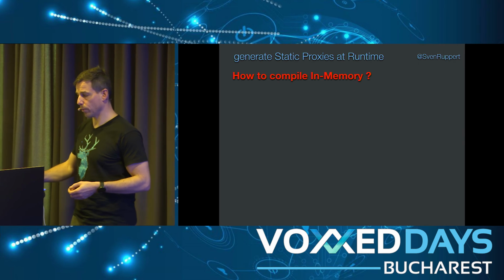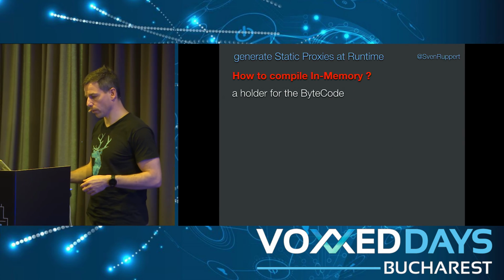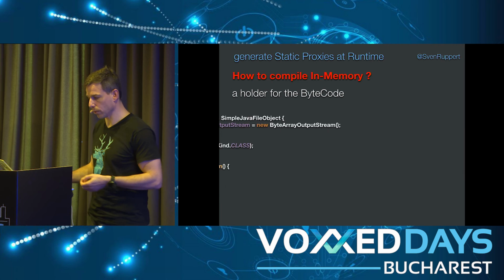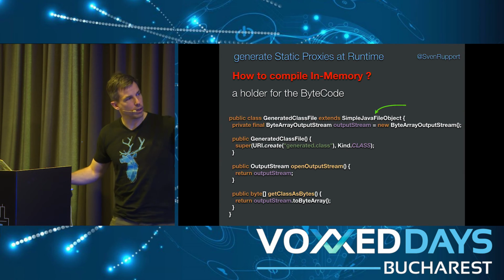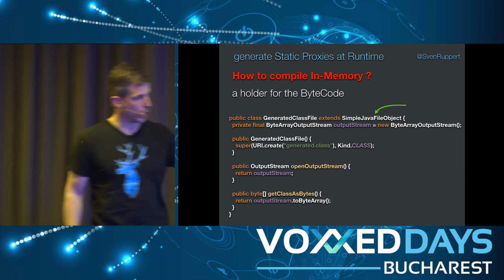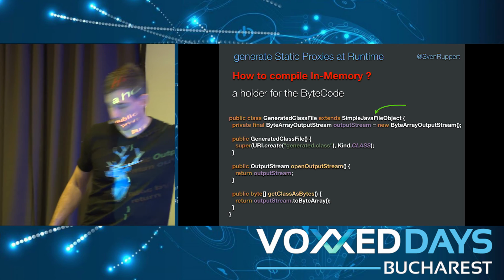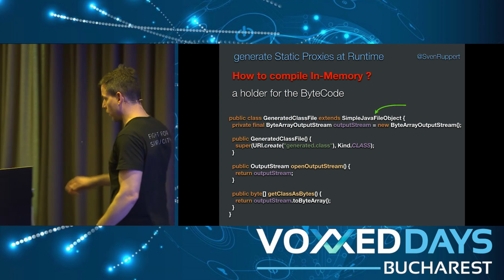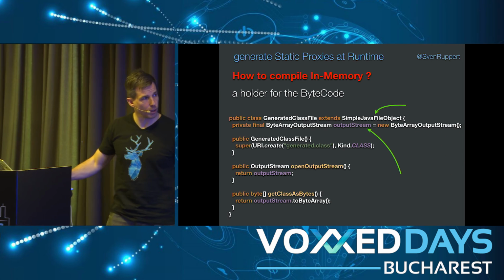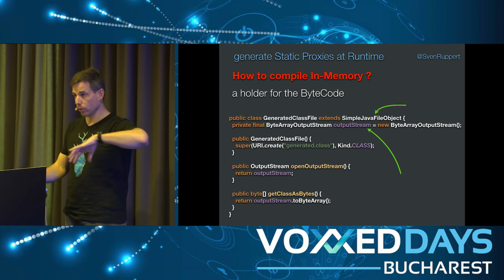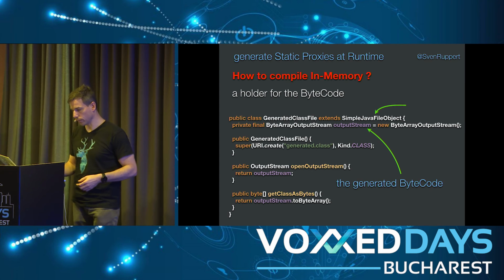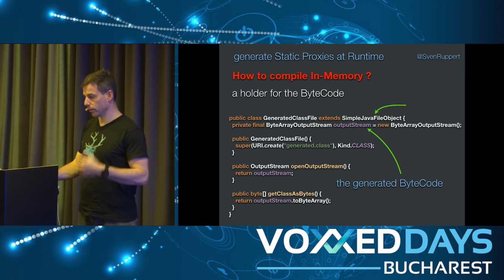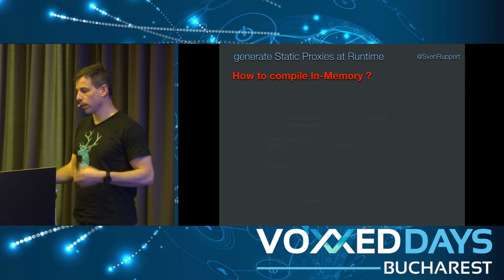How to compile in memory. You can do this. You need a holder for the bytecode. And the holder for the bytecode is again a SimpleJavaFileObject, but this time it's kind of class. So this is an interesting thing. And we don't want to have round trips on the hard disk, so we have a ByteArrayOutputStream. So we are holding everything in memory, the generated bytecode.